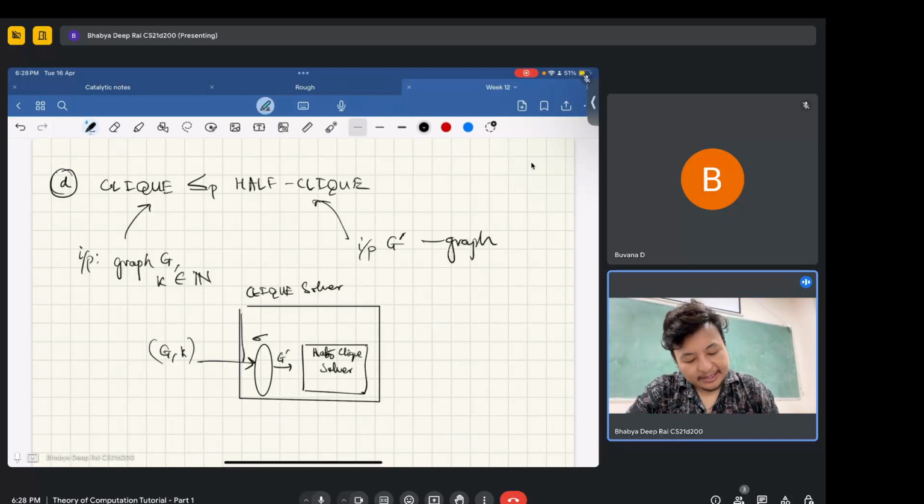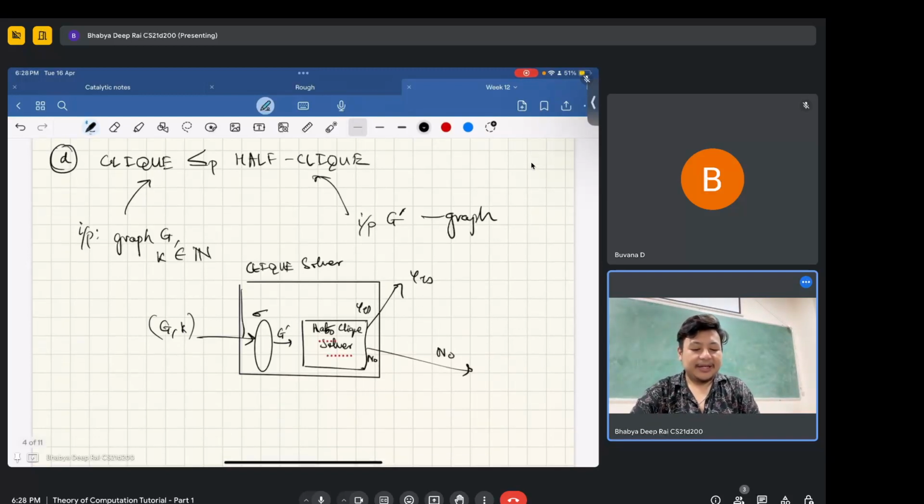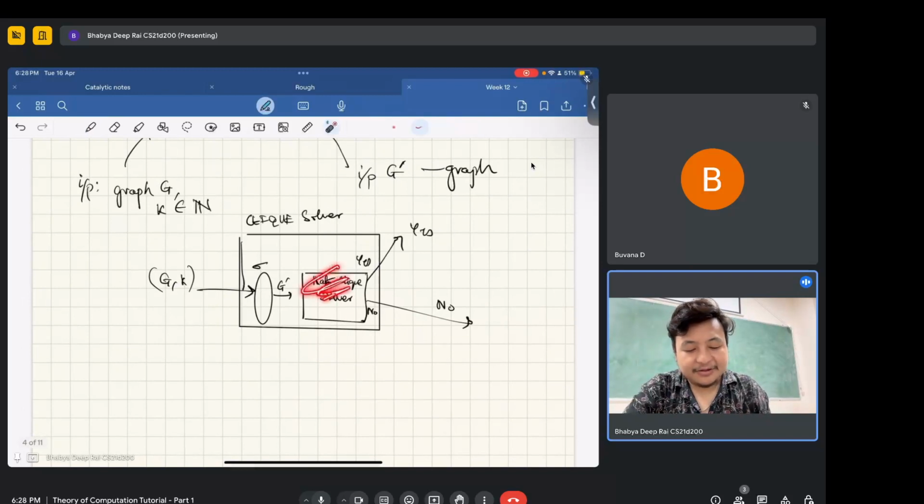Okay, and if there exists a clique of size G prime by 2, half the number of vertices, then it means there is a clique of size k also. The clique solver will say yes, and if the algorithm inside says no, then the outside algorithm will also say no. In other words, if there is a half clique solver that solves the problem in polynomial time, then the entire clique solver will be solved in polynomial time.